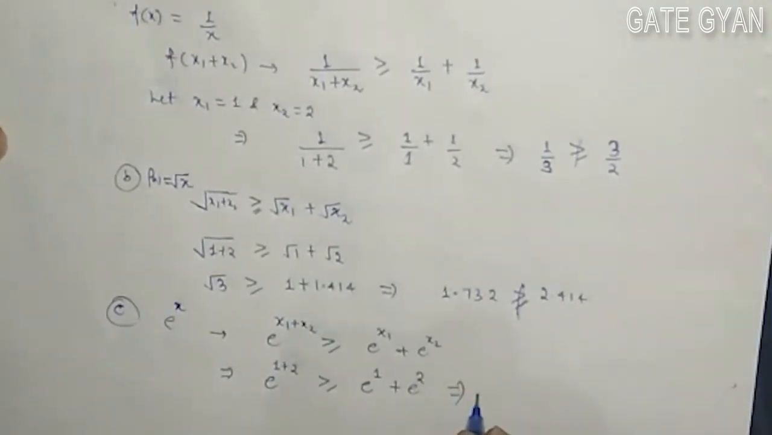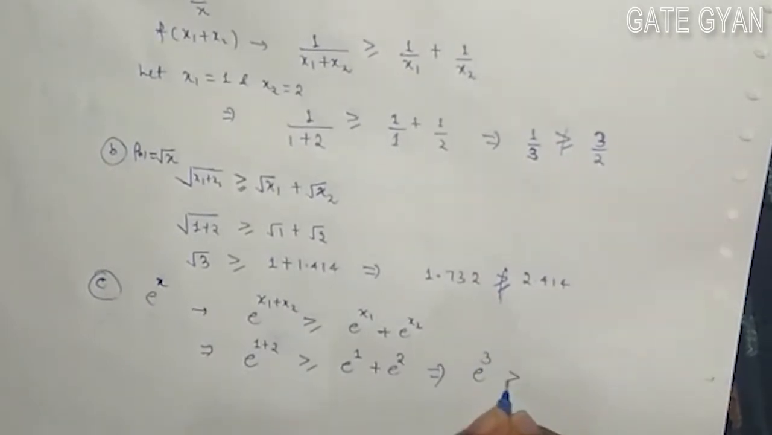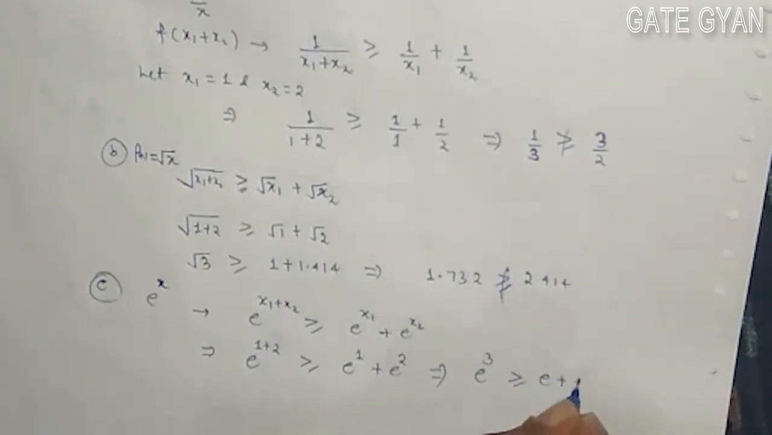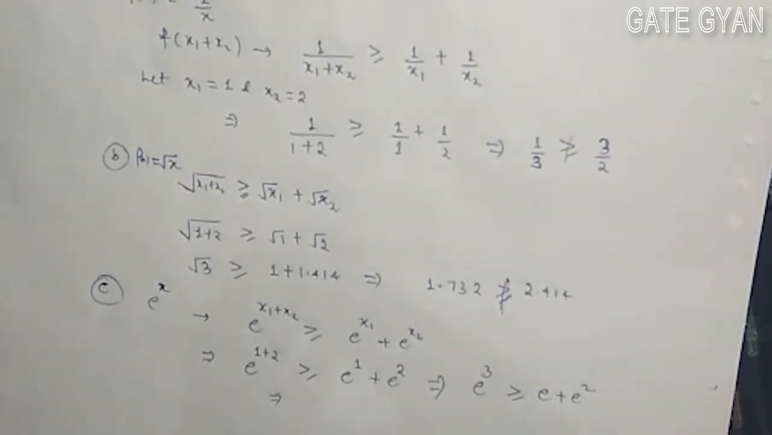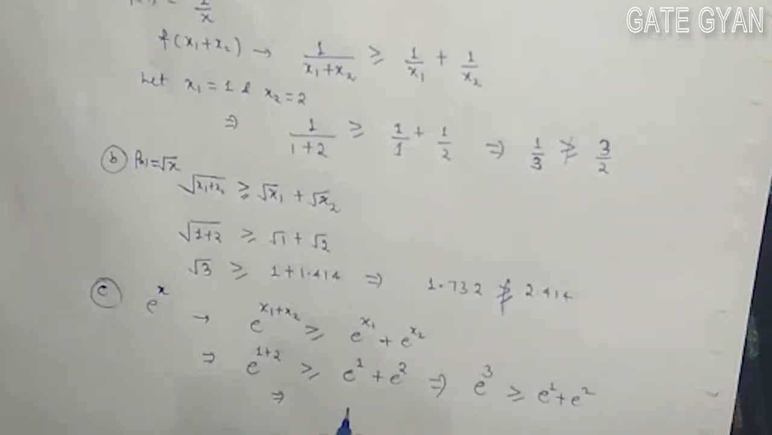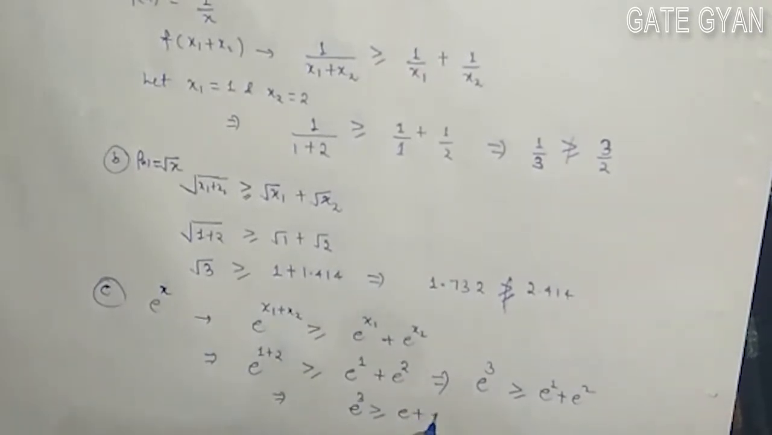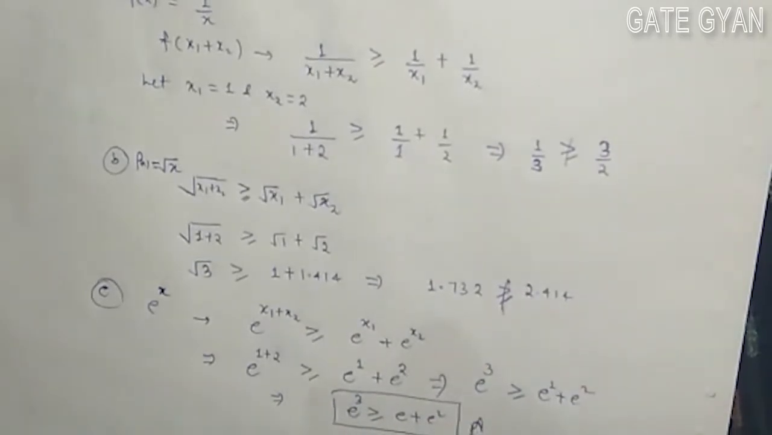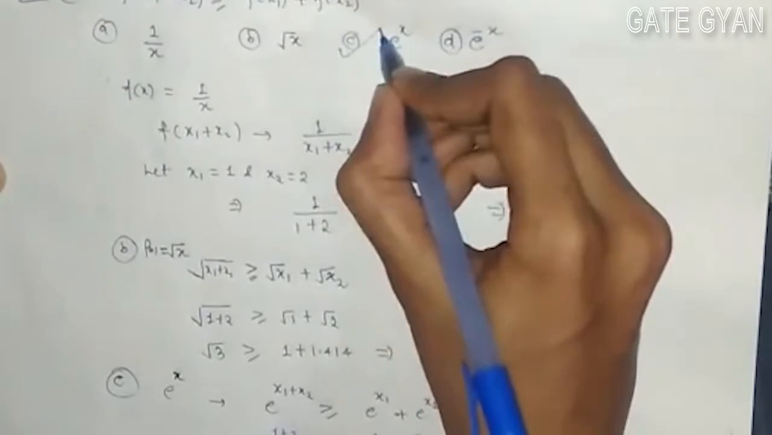Now this is going to be e to the power 3. This must be greater than e plus e square. Now we'll put the values of e to the power 3 and e to the power 1 and 2. So we will see that e to the power 3 will be greater than e plus e square. So this condition is satisfying. So this is going to be our option. So our answer is option C.